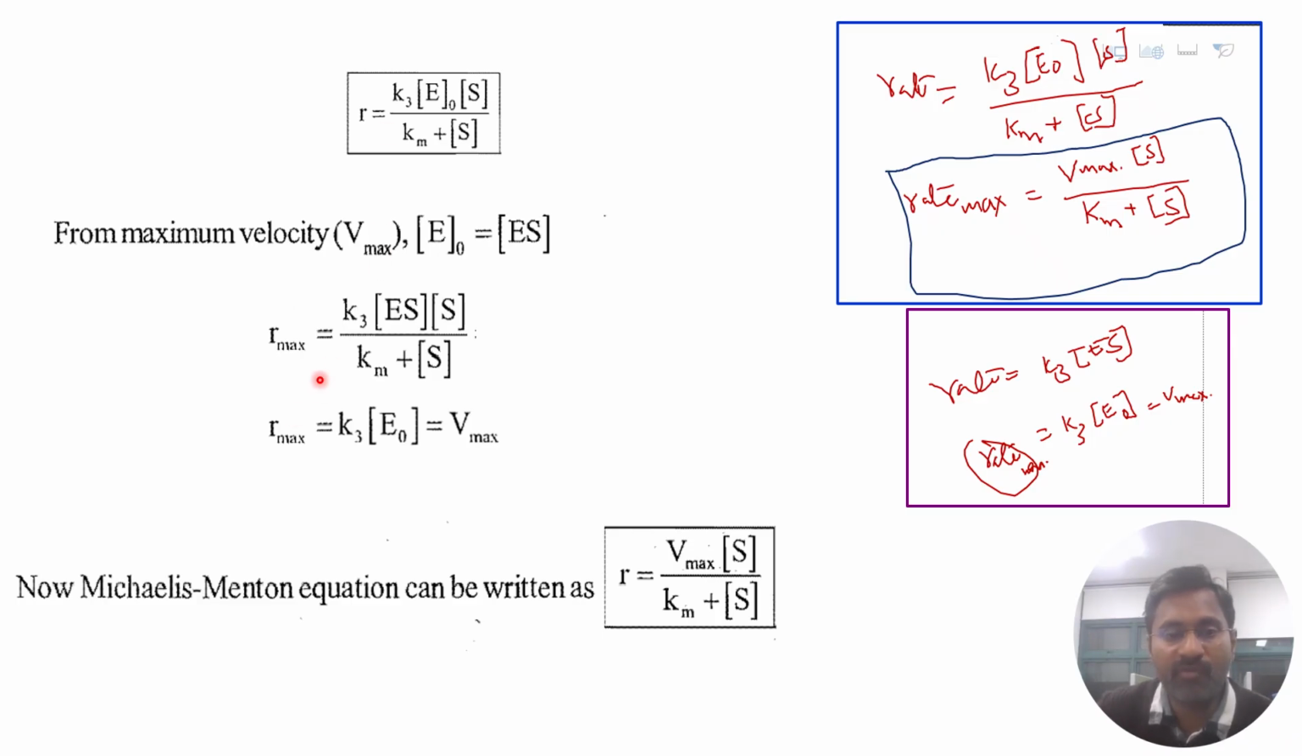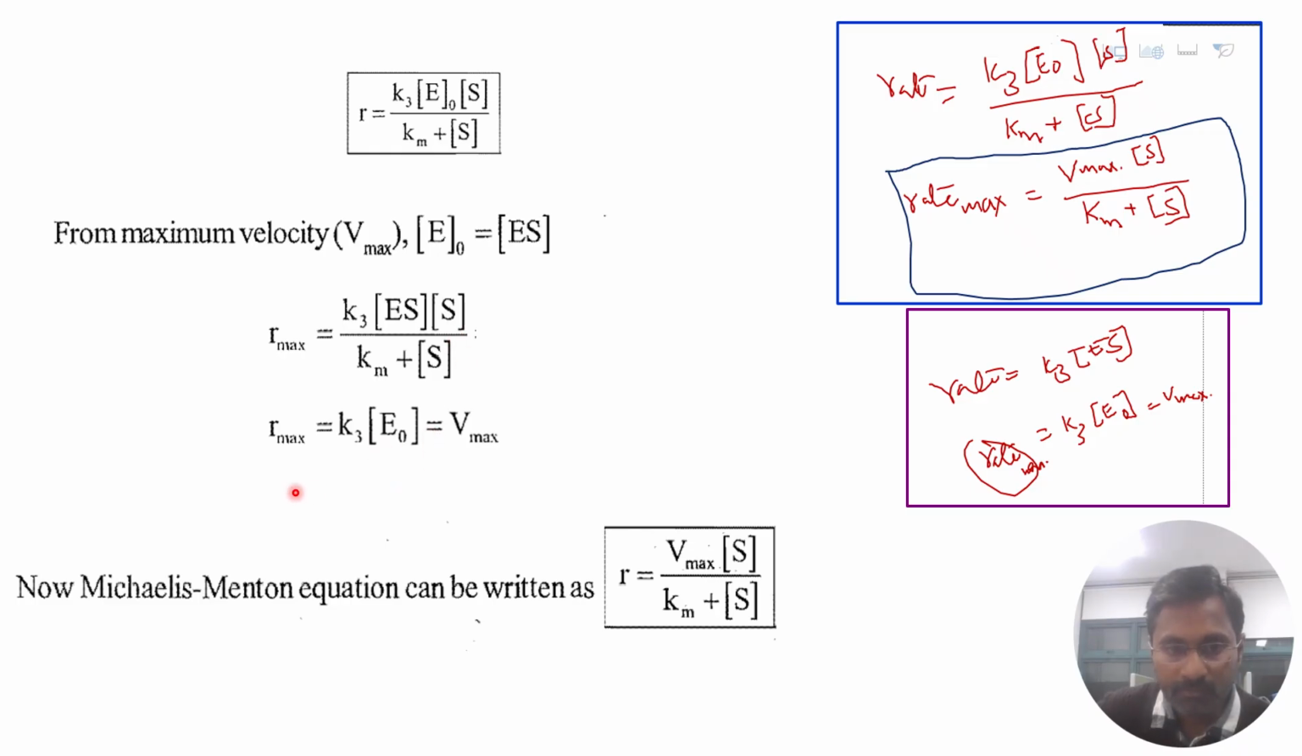So rate maximum you will get when you have E naught concentration same as ES. So you just substitute for rate. For rate maximum, this is the expression that gives you the rate maximum. So you substitute E naught in place of ES. You'll get K3 into concentration of ES into S by Km plus concentration of S.